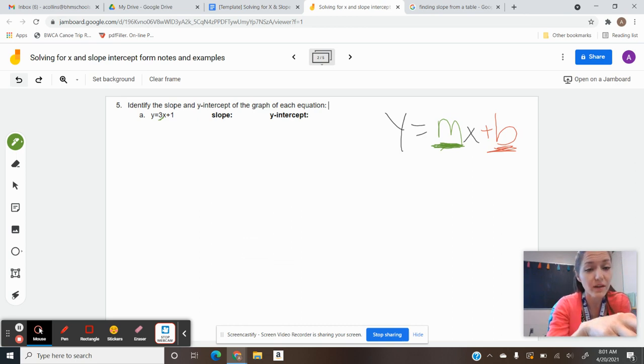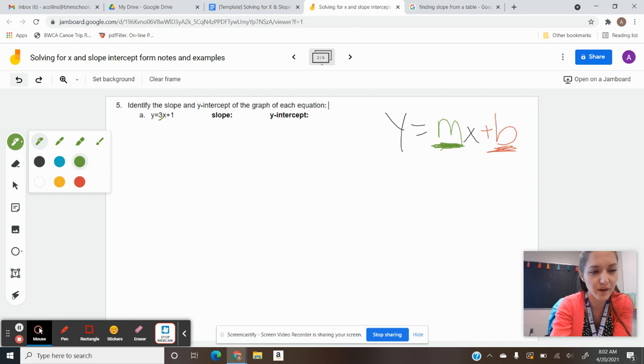Alright, so 5a, you have this equation already in point slope form. When it's in point slope form, it looks something like this. Y equals a number, which is the slope, times x, plus or minus another number, which is the y-intercept. So the nice thing about 5a, b, c, and d is that you just have to look at the equation. You don't have to do a whole lot of math.